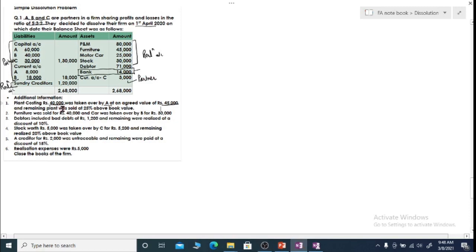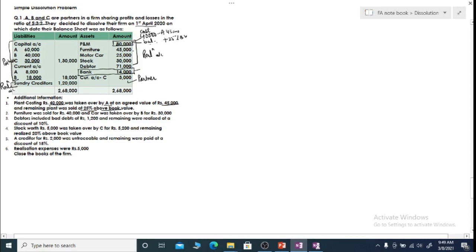Plant costing 40,000 was taken over by A at an agreed value of 45,000, and remaining plant is sold at 25% above book value. So this is your plant of 80,000. It means a plant of 40,000 cost is taken over by A for 45,000, and the remaining is sold at 25% above, so plus 25% on book value. Total is 80,000, so 40,000 is taken by A and the remaining balance is also 40,000.